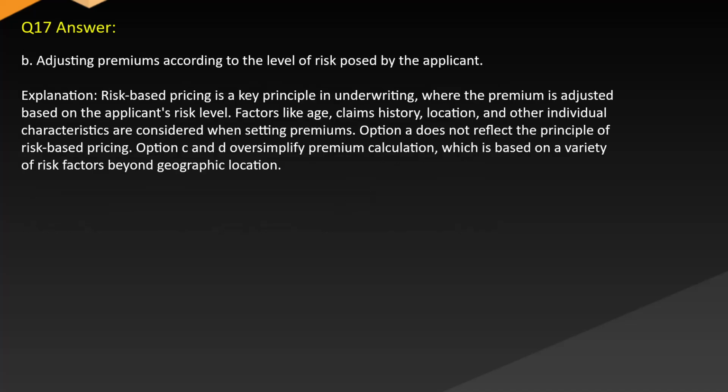Answer. B. Adjusting premiums according to the level of risk posed by the applicant. Explanation. Risk-based pricing is a key principle in underwriting where the premium is adjusted based on the applicant's risk level. Factors like age, claims history, location, and other individual characteristics are considered when setting premiums. Option A does not reflect the principle of risk-based pricing. Options C and D oversimplify premium calculation, which is based on a variety of risk factors beyond geographic location.